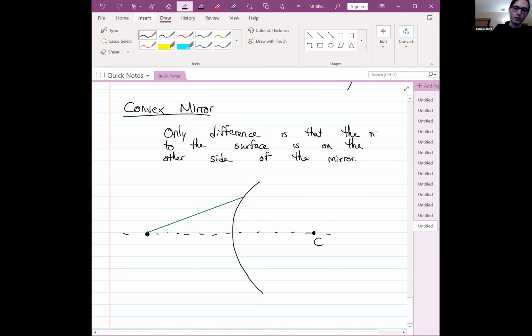Yep, I dropped the word normal. So the way that we would figure out what angle this light ray bounces off at is we would draw a normal. Now, the normal is the line that connects the center to the point of interest. So it's, say, this line.